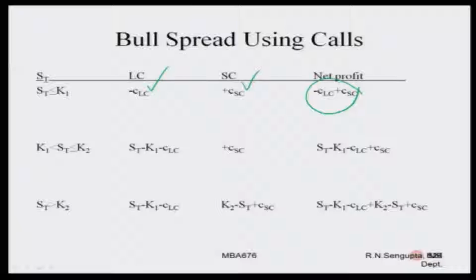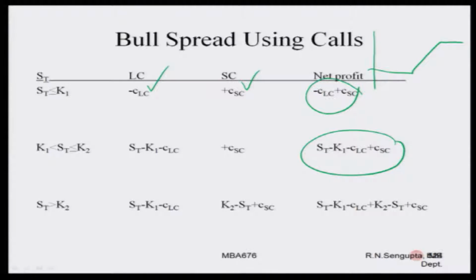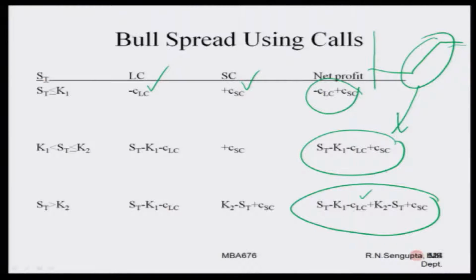The moment ST is in between K1 and K2, you will have the final equation, which is the straight line again, this portion. And for ST greater than K2, it is basically the straight line given by the equation. Again, CLC and CSC would vary in values, but obviously with a positive and negative sign, and you can make a decision accordingly.